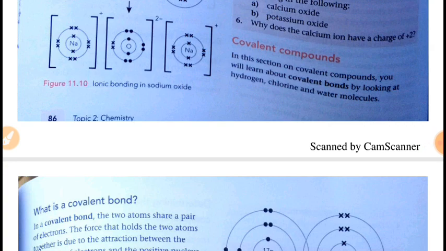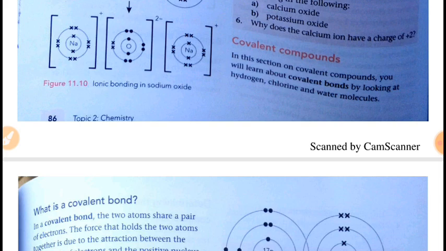Today I'm going to be talking about covalent compounds, covalent bonding in covalent compounds. So in this section on covalent compounds, you'll learn about covalent bonds by looking at hydrogen, chlorine and water molecules.